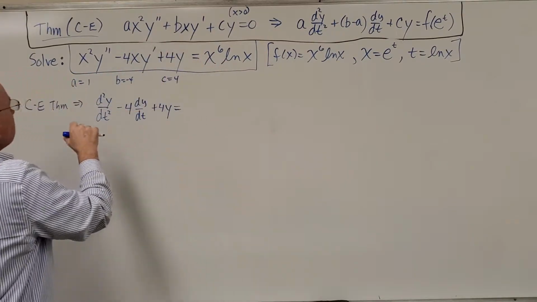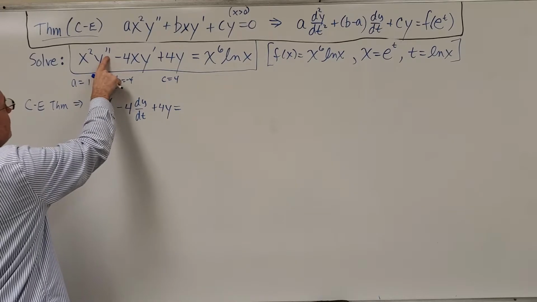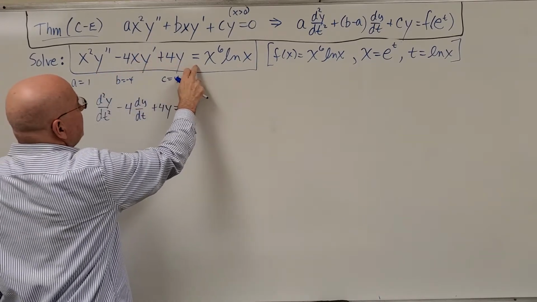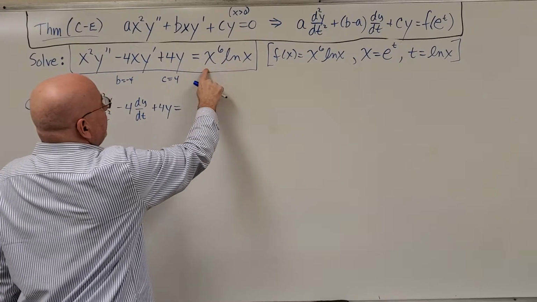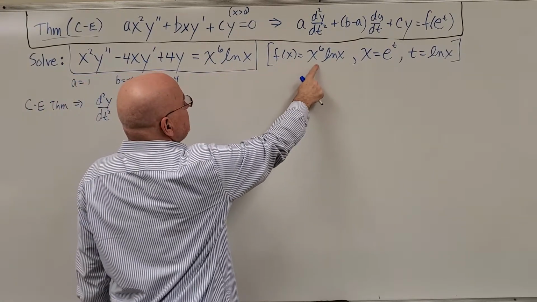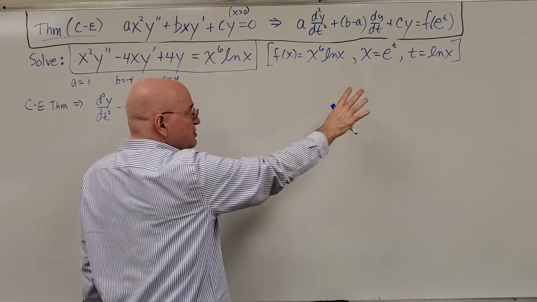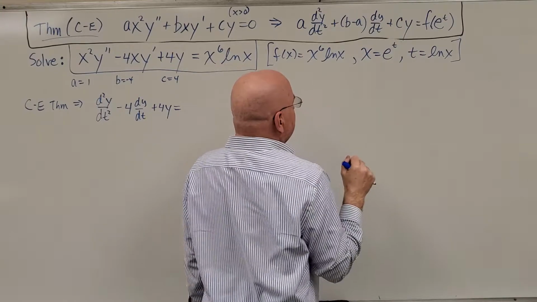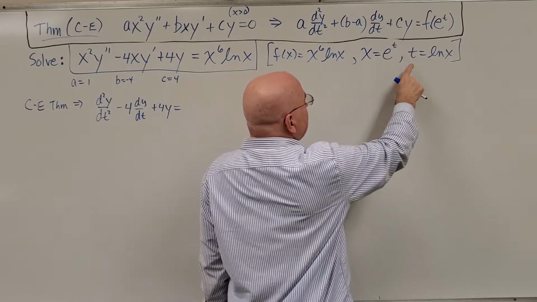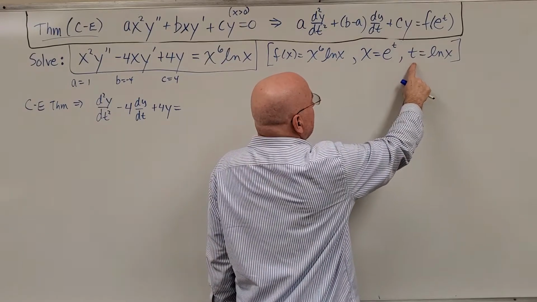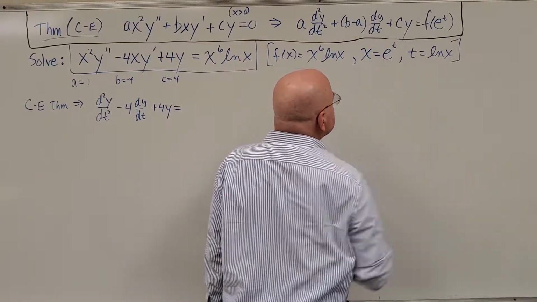So we're going to solve x squared y double prime minus 4x y prime plus 4y equals this function, x to the 6th ln x. So our f of x is x to the 6th ln x. And as usual, x is equal to e to the t, and t is equal to ln x. So at the end, to turn our t's into x's, we're going to use these two.